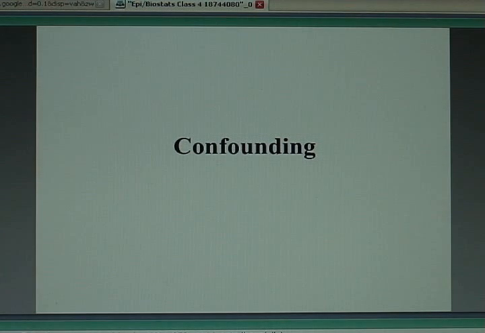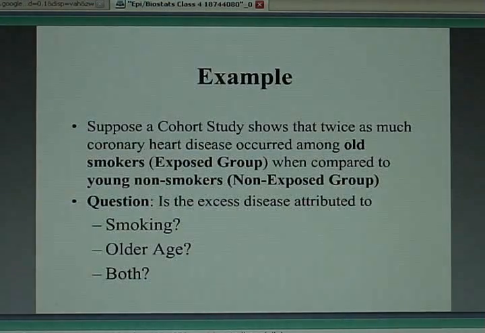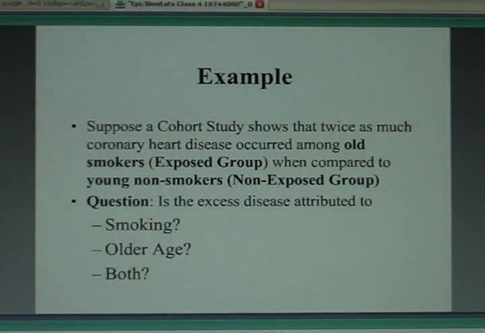So keeping that in mind, let me talk about the other problem that we epidemiologists face, which is namely confounding. And let me introduce this by asking you a question. Suppose you were doing a cohort study. You wanted to see whether smoking causes coronary heart disease. And you observed that your smokers had twice as much disease as your non-smokers. But then someone told you that your smokers are older people, and your non-smokers are younger people. So really what you observed was twice as much heart disease when you compared old smokers to young non-smokers.